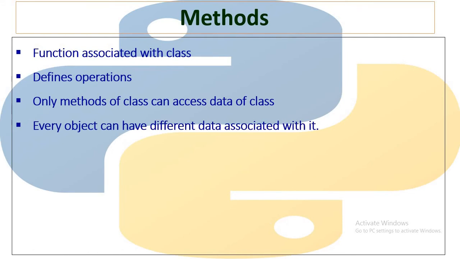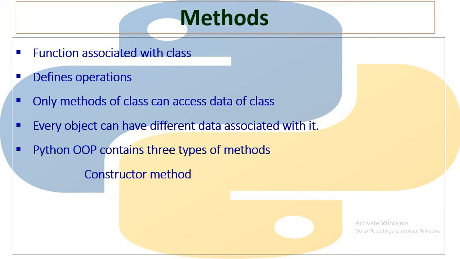Every object can have different data associated with it. Now we discussed in the previous video lecture that methods can be associated with an object and methods can be associated with a class. So an object can have different data and different methods associated with it. In Python, object-oriented programming mainly contains three types of methods, three types of functions in the class: a constructor method, object method, and class method.